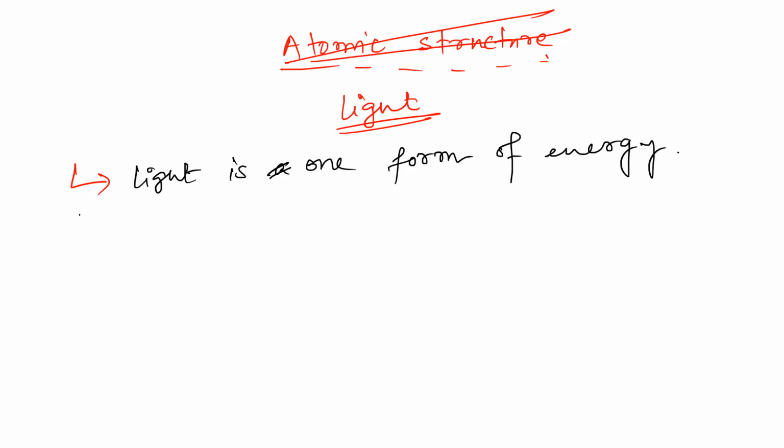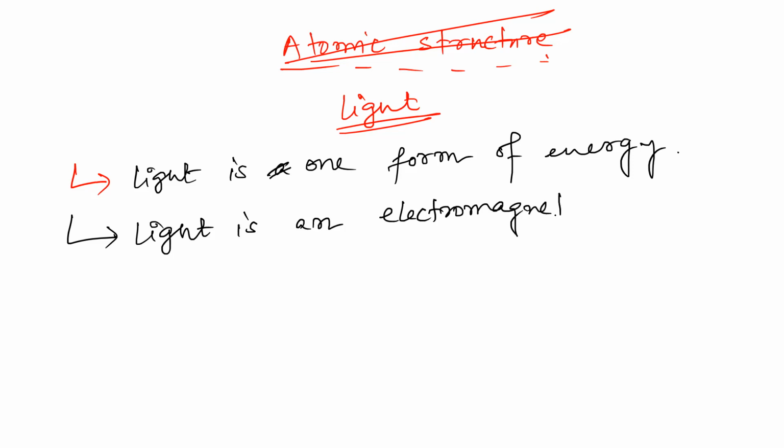And some of the scientists also prefer to say that light is an electromagnetic wave. Okay, light is an electromagnetic wave.